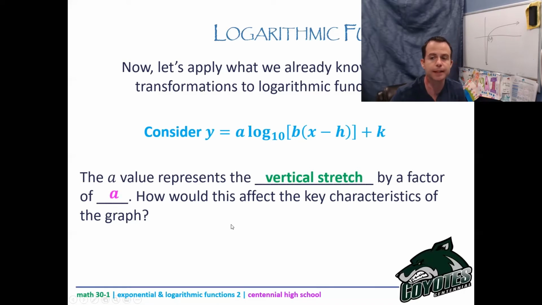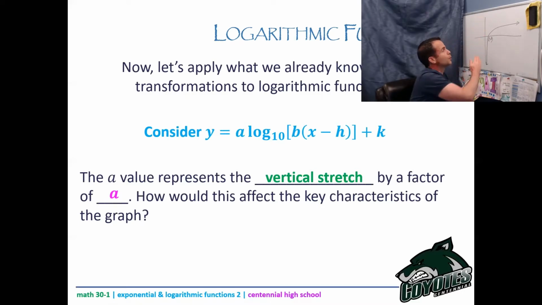How would this affect the key characteristics of the graph? Well, think about this. Take this graph that I've shown you here, and I want you to go like that to it, okay? If you go like that, all the y values are getting multiplied by a. Would it affect where the vertical asymptote is? No. Would it affect where this x-intercept is? No. Okay. It actually doesn't affect any of the characteristics at all when we stretch it out like that.